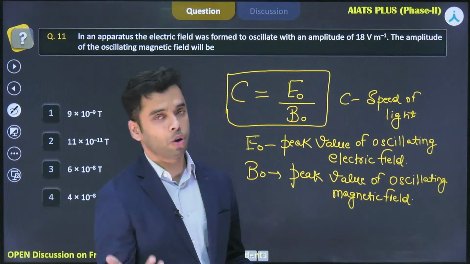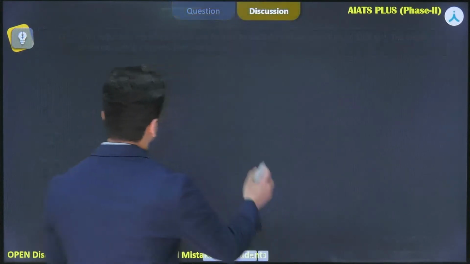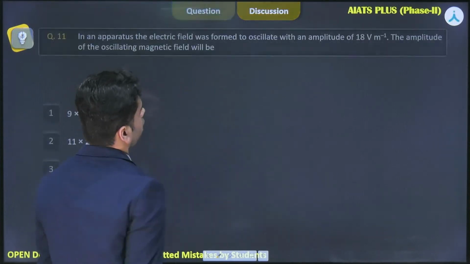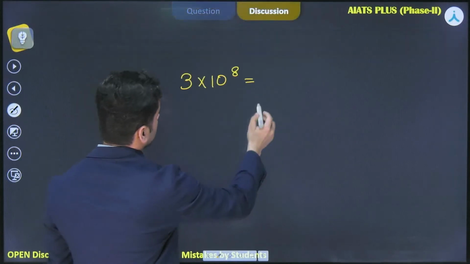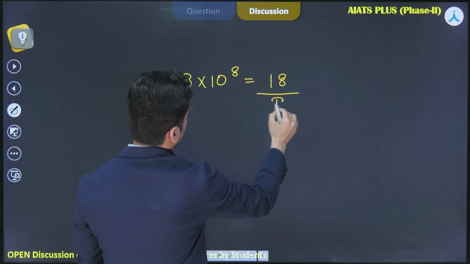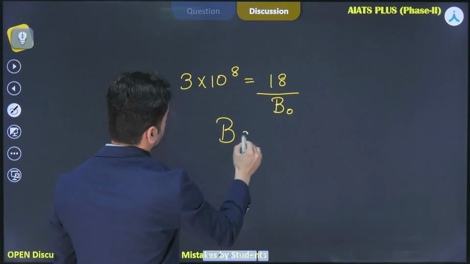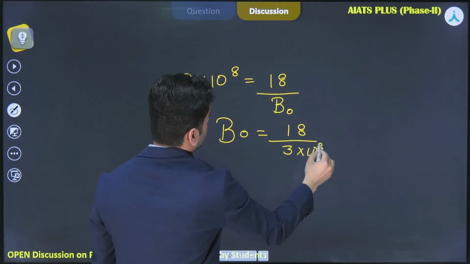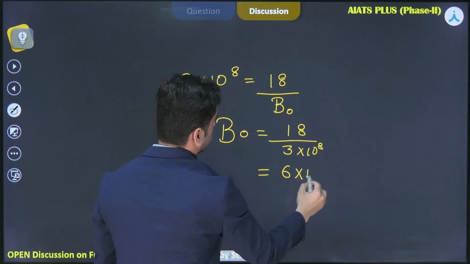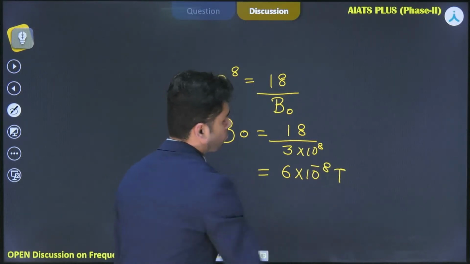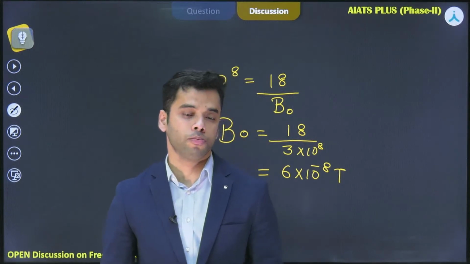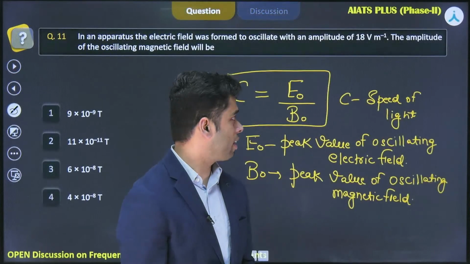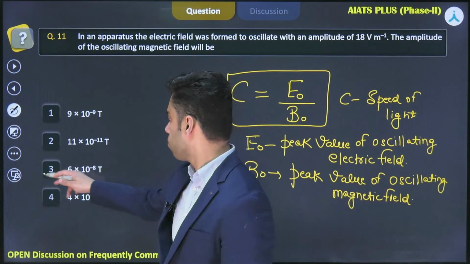So you need to use this concept to solve this problem. C is equal to E naught by B naught. The value of C is 3 into 10 raised to the power 8. E naught, the amplitude of the oscillating electric field, is 18, and B naught is what I am required to calculate. So B naught will be equal to 18 by 3 into 10 raised to the power 8, which comes out to be 6 into 10 raised to the power minus 8, and the unit will be Tesla. So the correct answer is 6 into 10 raised to the power minus 8 Tesla, given in option 3.